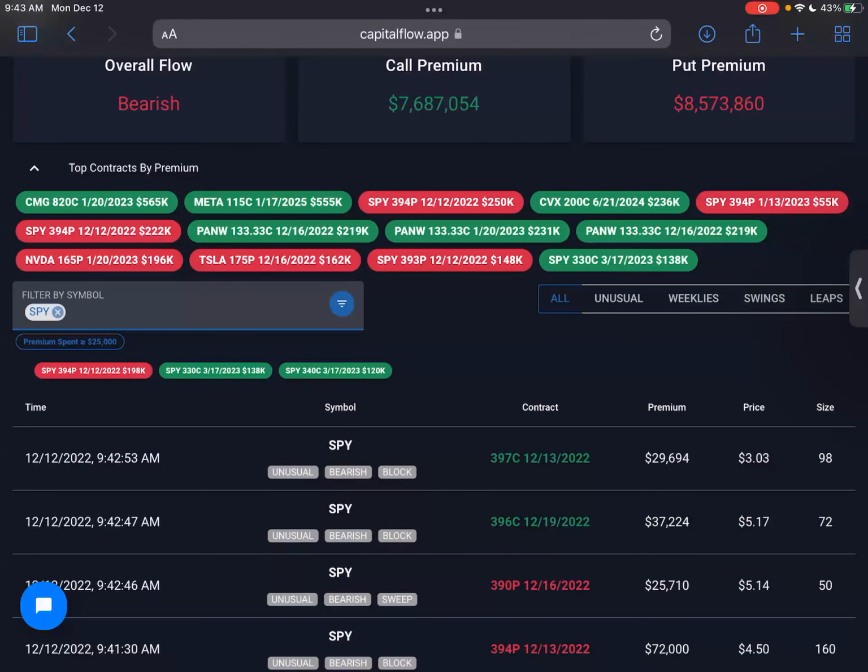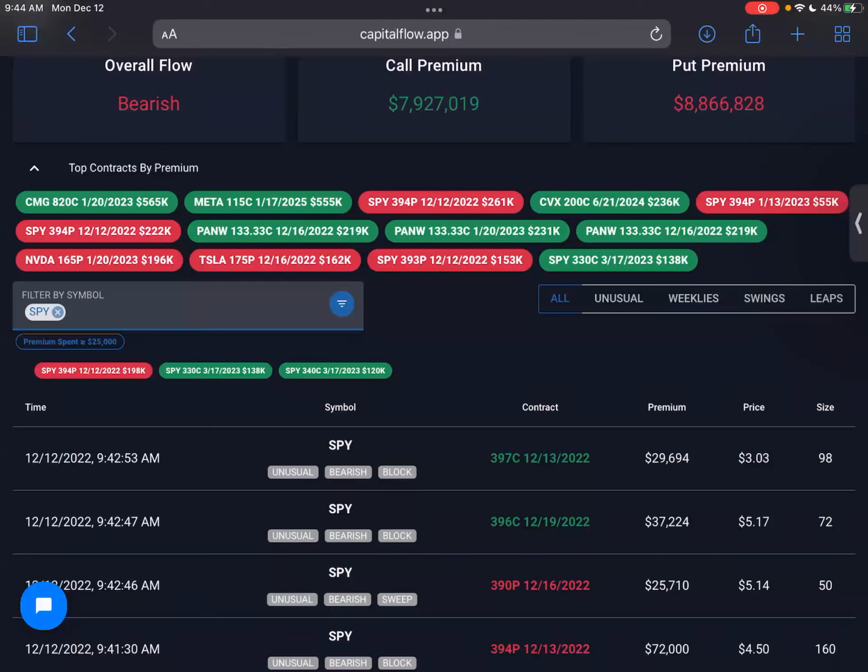And then over here on the right, so directly across from the filter by symbol box, you see we got a few buttons. We have all, we have unusual, we have weeklies, we have swings, and we have leaps. So right now it's set to all. So all is just going to show you every single time somebody spends $25,000 or more on a SPY contract. Doesn't matter if it expires today. It doesn't matter if it expires 2 years from now.